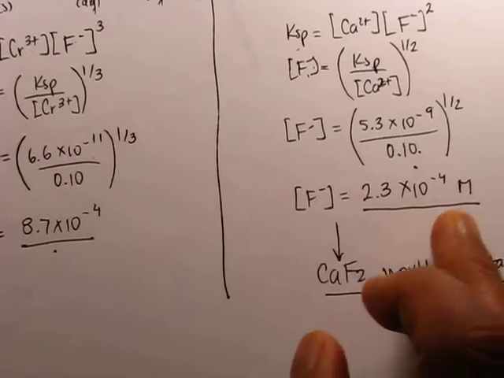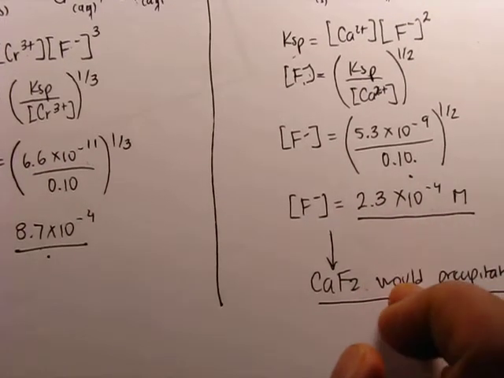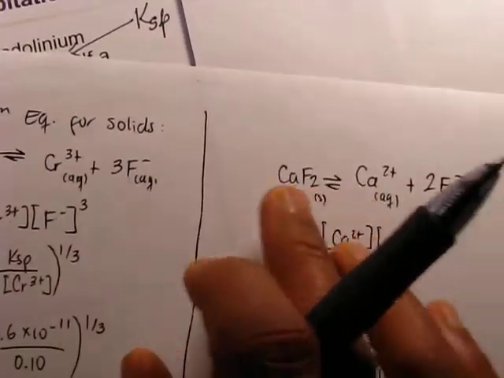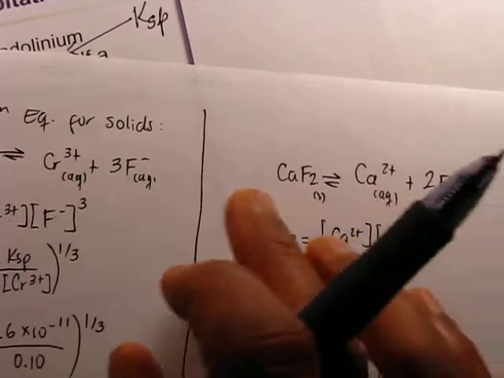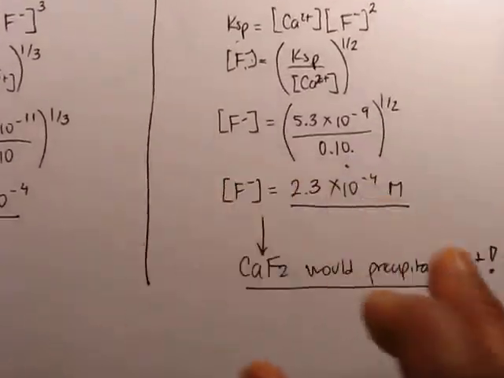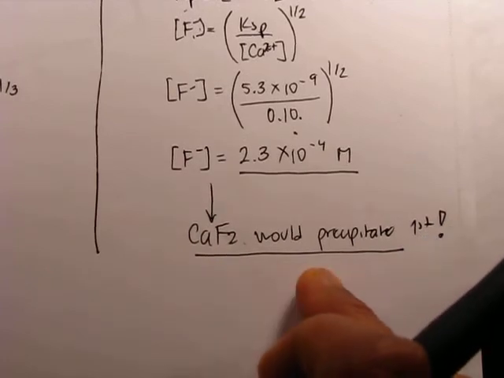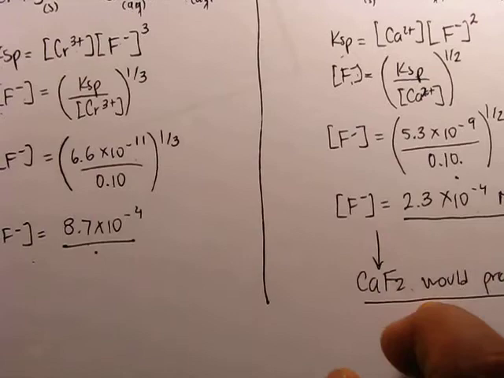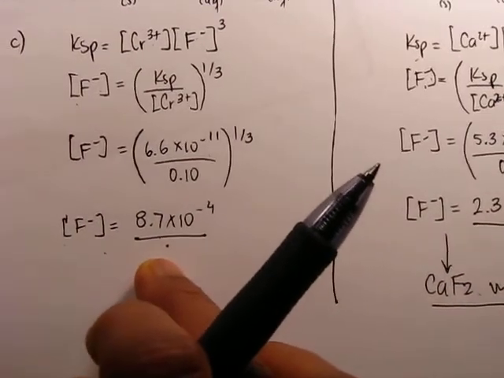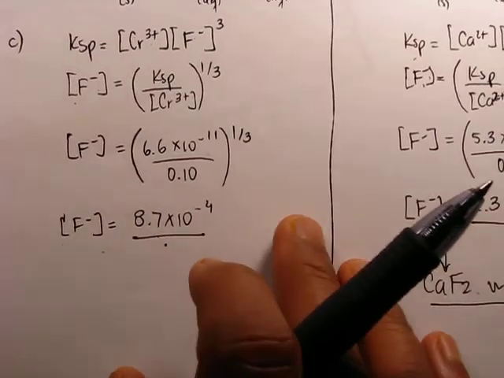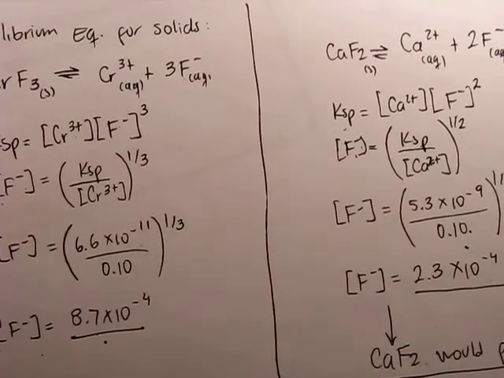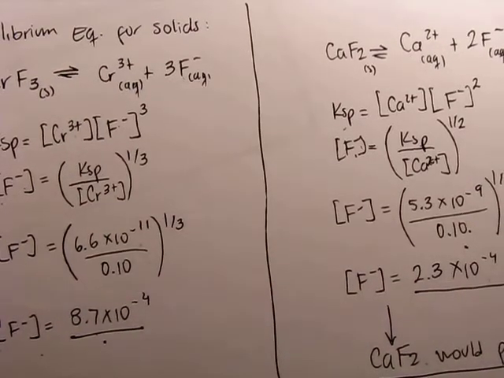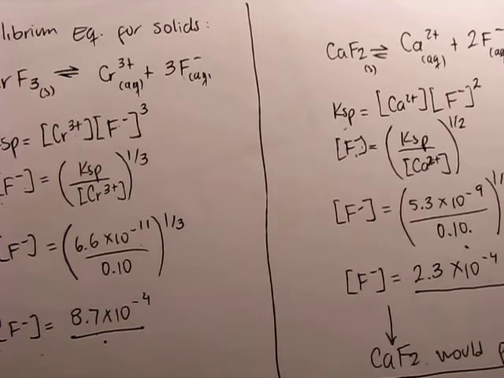It means there is less fluoride ion needed in the case of calcium. So calcium fluoride will precipitate first, not the chromium fluoride. So this was the example of how to compare two metathesis reactions and how to predict which salt will precipitate first.